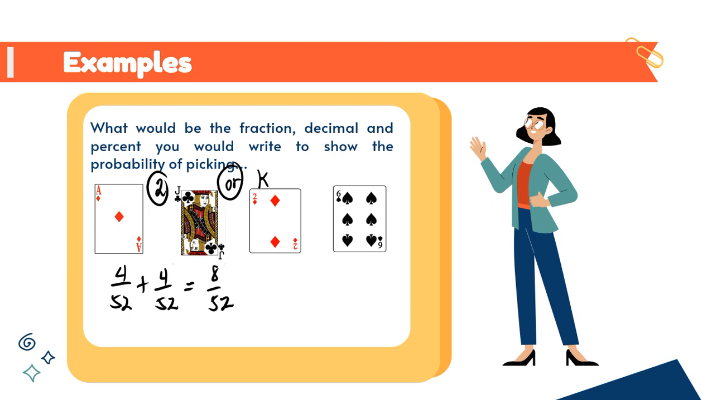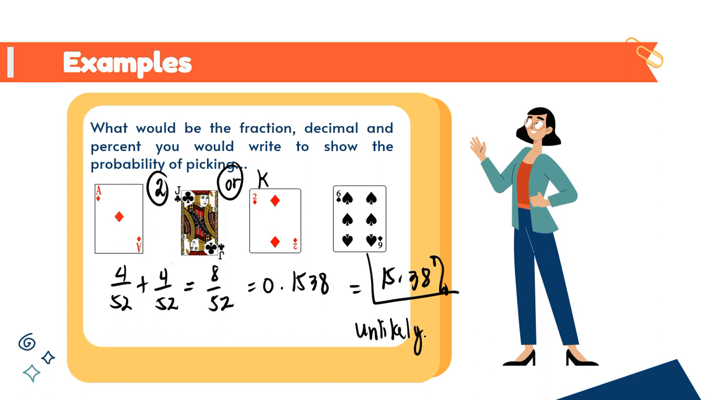Now, to convert it into decimal, divide by 52. So, 8 divided by 52, the answer is 0.1538. And then, to transform it into percent, multiply by 100. So, the final answer will be 15.38%. So, now, where does it fall on the probability line? It is still unlikely, because it is in between 0 and 50%. So that is unlikely to happen.